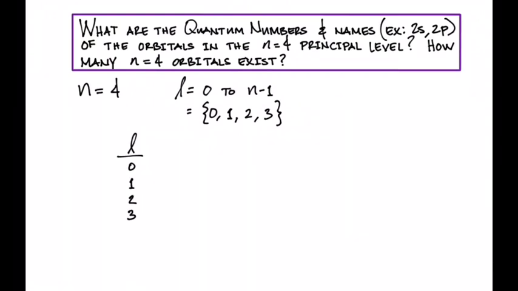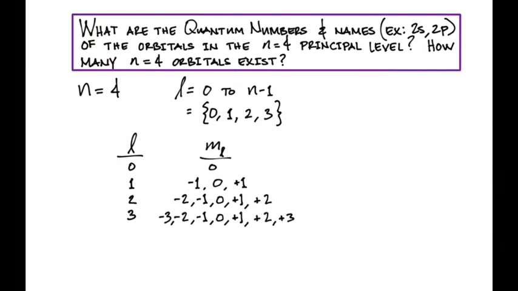The values of m sub L, the magnetic quantum number, will depend on the value of L. If L equals 0, the only possible value of m sub L is 0, because it goes from negative L to positive L, including 0. When L equals 1, m sub L would be negative 1, 0, and positive 1. For L equals 2, you have negative 2, negative 1, 0, positive 1, and positive 2. And the last one would be from negative 3 all the way to positive 3, including 0. So these are the values of the quantum numbers.